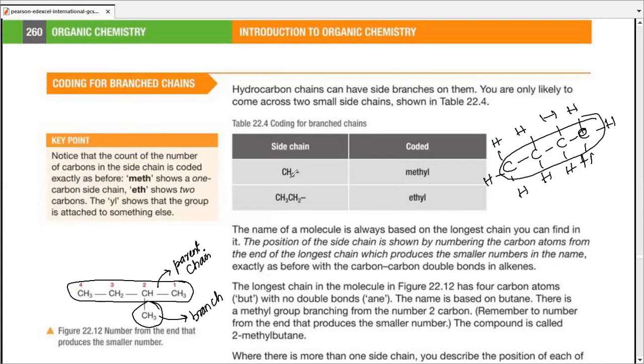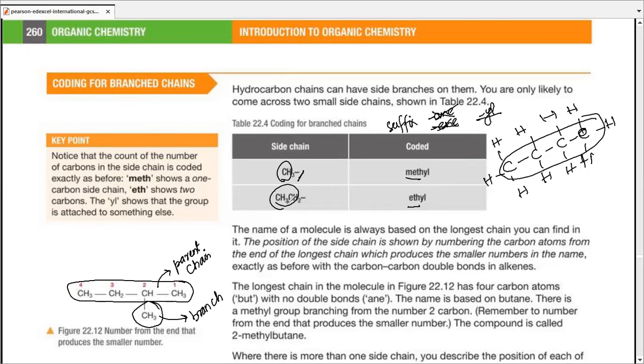Now, the branches are coded in the same way. If there is one carbon atom, we're going to use the word meth. If there are two carbon atoms, we're going to use the word eth. But the suffix is different. The suffix is not "ene." We're not going to use that, or "ane." We don't use them. Instead, we have a separate suffix of "yl." So meth becomes methyl, eth becomes ethyl.